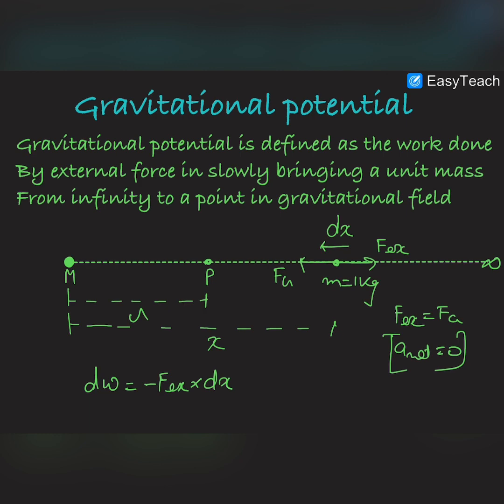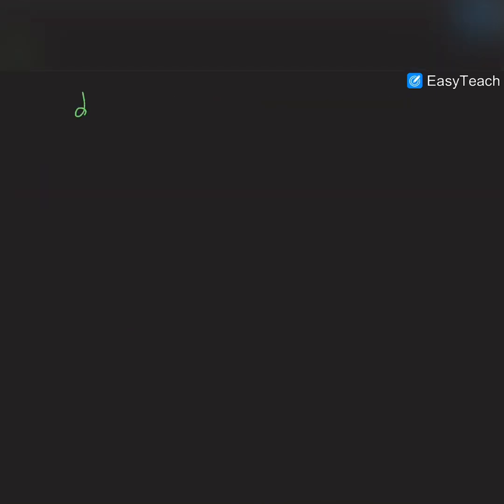Now if we substitute the value of F external, which we know is equal to the gravitational force, so at this instant of time when this unit mass is at a distance of x from this capital M, then the gravitational force acting on this mass would be G M into 1, because its value is 1, upon x square into dx. And now we have to integrate this expression. So integration of dW would be equal to W, and there would be an integration of minus GM by x square into dx.